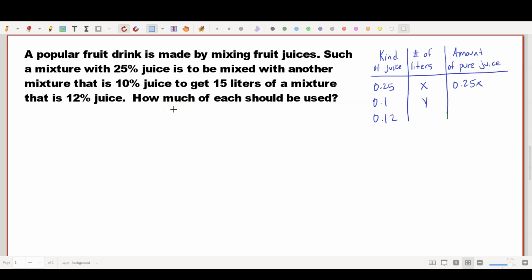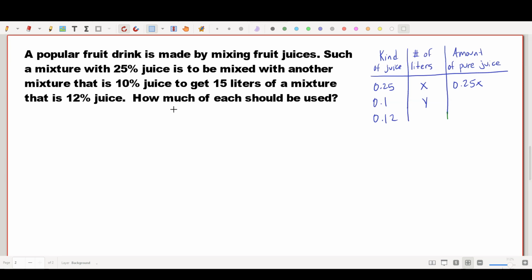All right, we have a mixture problem here, which is going to end up being a linear system type of application problem. So let's read this one. A popular fruit drink is made by mixing fruit juices. Such a mixture with 25% juice is to be mixed with another mixture that is 10% juice to get 15 liters of a mixture that is 12% juice. How much of each should be used?